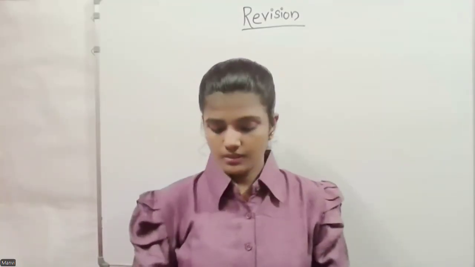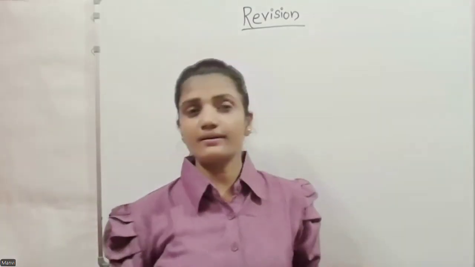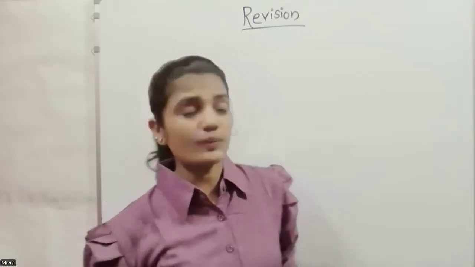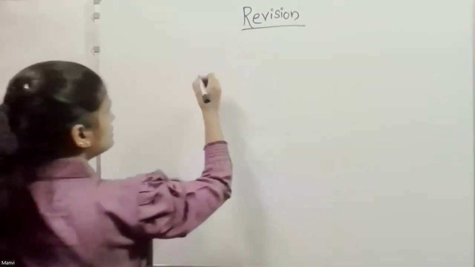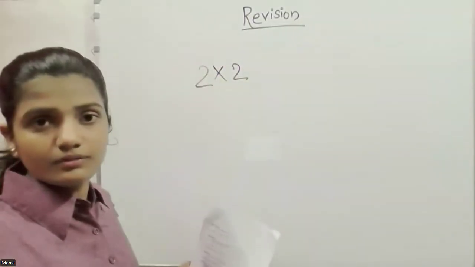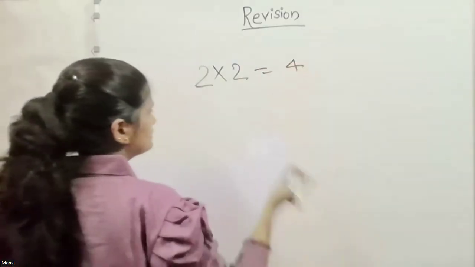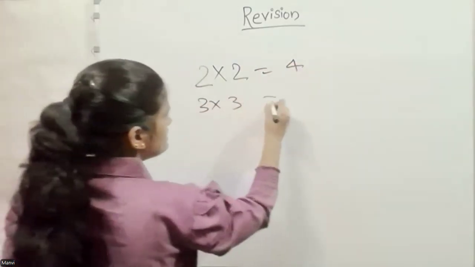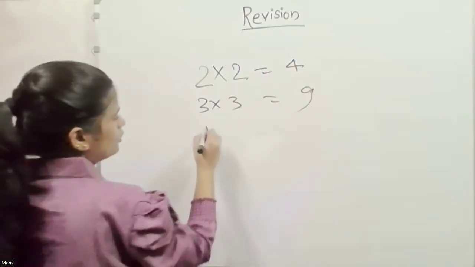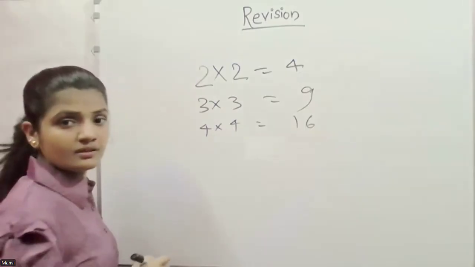Now, the next topic is square numbers. Okay, square number, square root. So what is a square number? A square number is nothing but a number times itself. So 2 times 2, which is 4. So this 4 is a square number. 3 times 3 equals 9. So this 9 is also a square number. 4 times 4, which is 16. This 16 is also a square number.